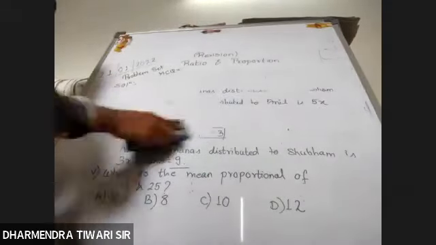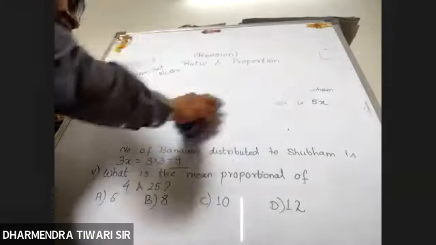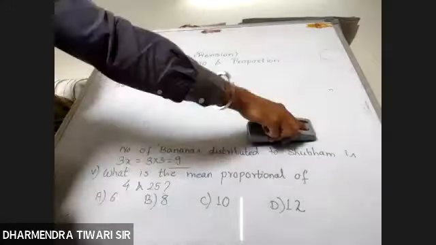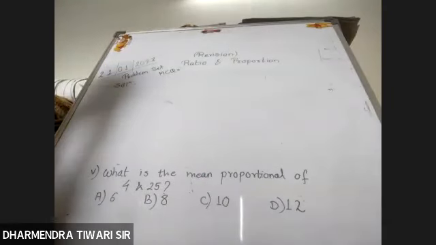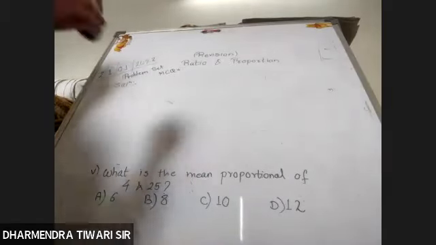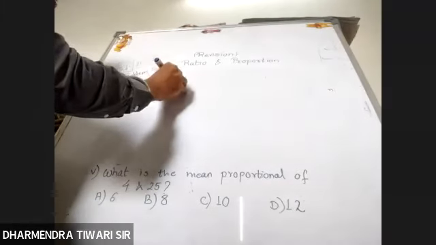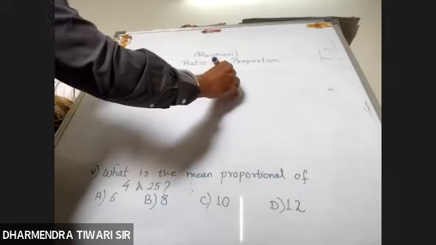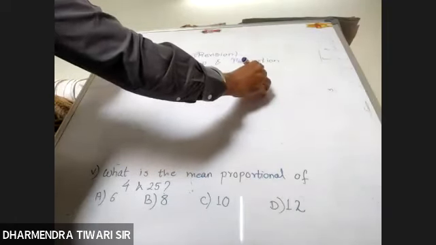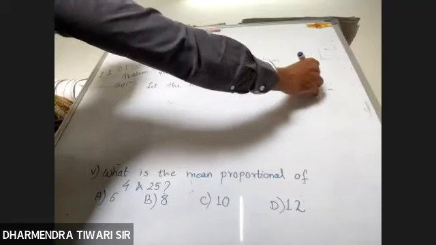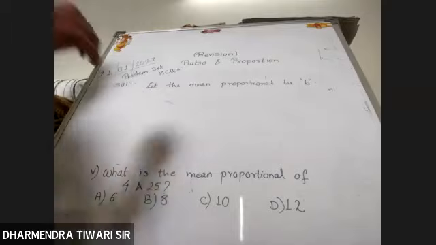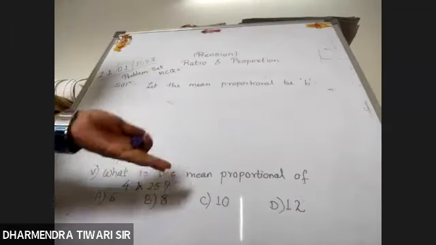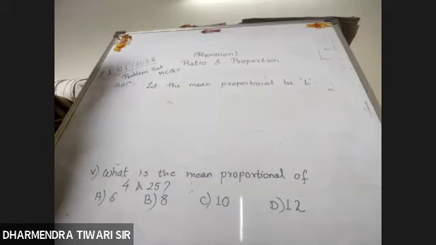Mean proportional means let that mean proportional be B. Let the mean proportional be B. I'm making it B as we are used to B. That's why I'm talking about this. So B is the mean proportional. From here we have assumed the mean proportional to be B. So we can write B is the mean proportional of 4 and 25.